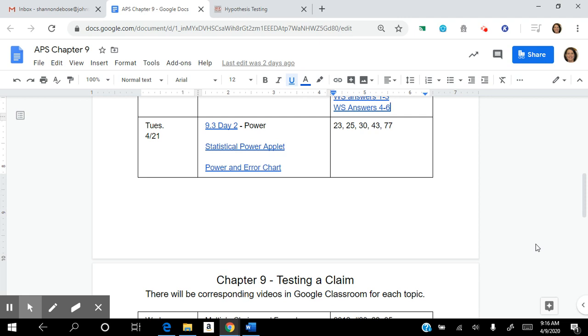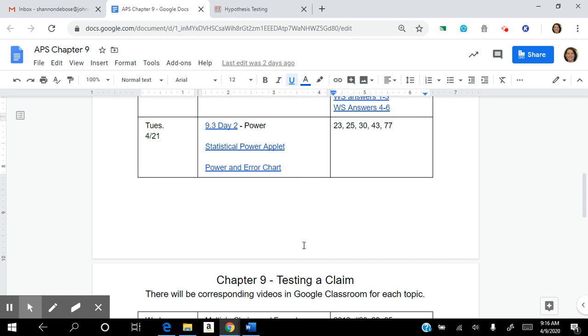Hey guys, let's finish chapter 9. I am going to be reading some to you out of your textbook, if you want to press pause and go grab it to follow along with me. Also, I will be going through the statistical power applet from this day's date and looking at that power and error chart, so you can watch how I'm going to do that.